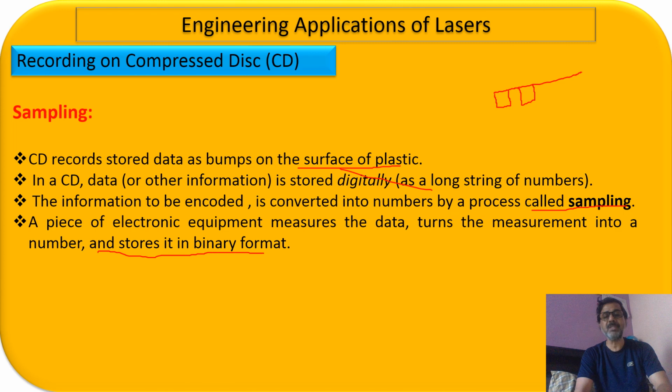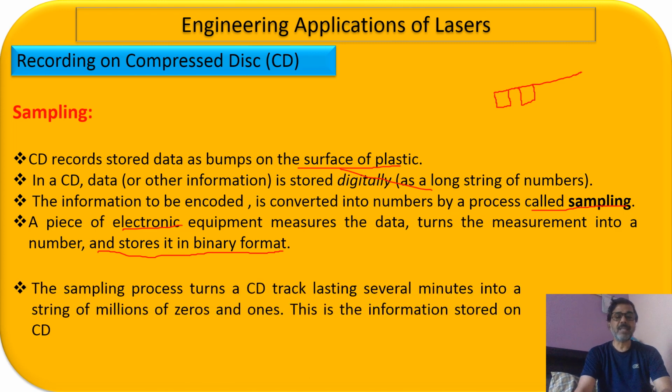So the information that you are going to provide to be stored inside the CD, there we put an electronic equipment, and that electronic equipment is going to convert your data into the binary format, and that is being sent to the CD for recording, right? The sampling process turns a CD track lasting several minutes into a string of millions of zeros and ones.